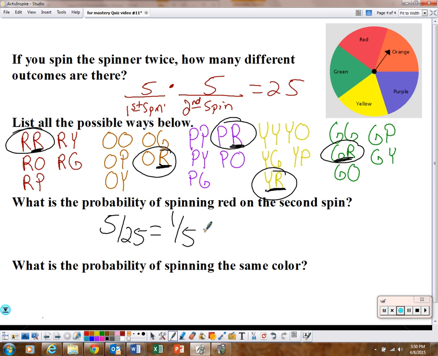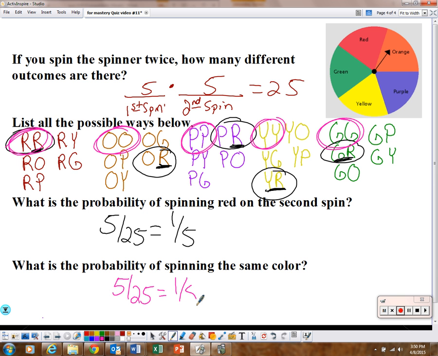All right, and then the last one, what's the probability of spinning the same color? Okay, well, that would be red, red. That would be orange, orange. That would be purple, purple. That would be yellow, yellow. And that would be green, green. So again, that is 5 out of 25, or 1/5.